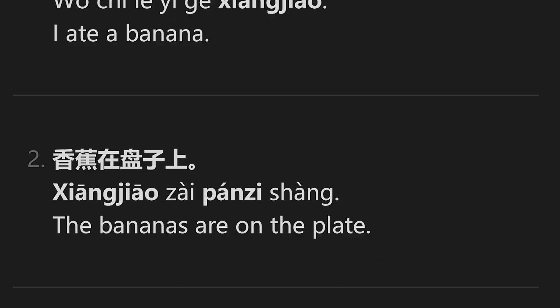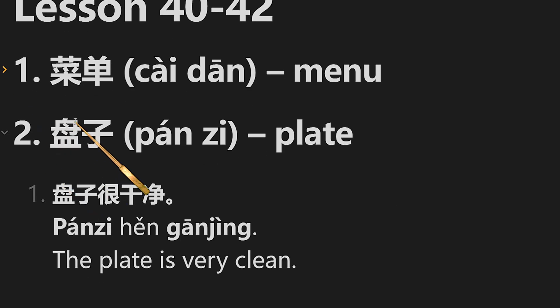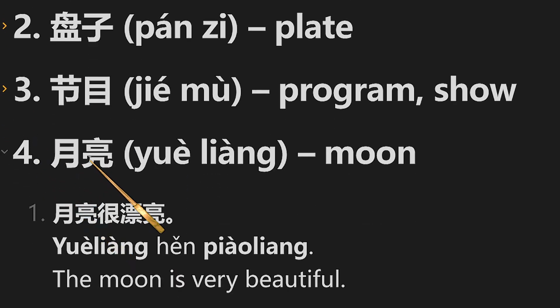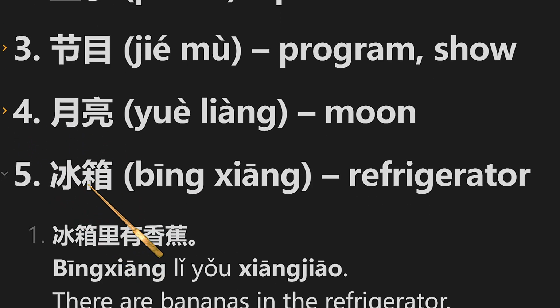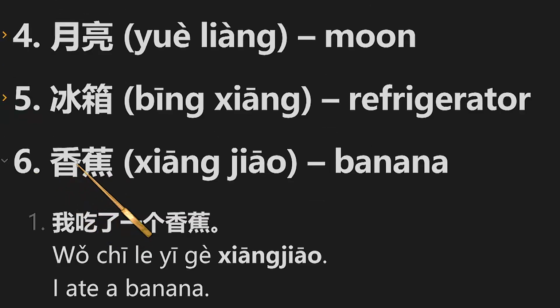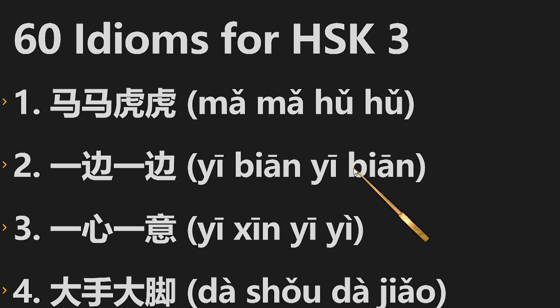So let's repeat what we learned today. First one, 菜单, menu. 盘子, plate. 节目, program, show, TV program. 月亮, moon. 冰箱, refrigerator. 香蕉, banana. And we have one new idiom for today.